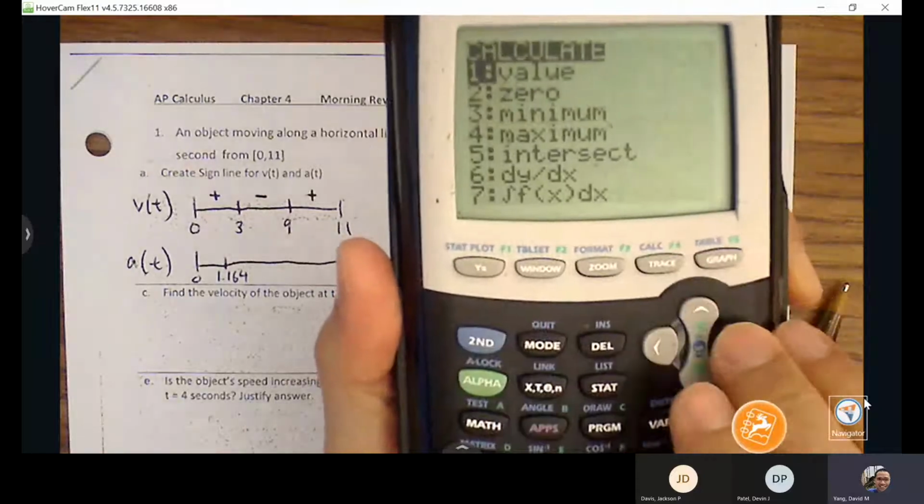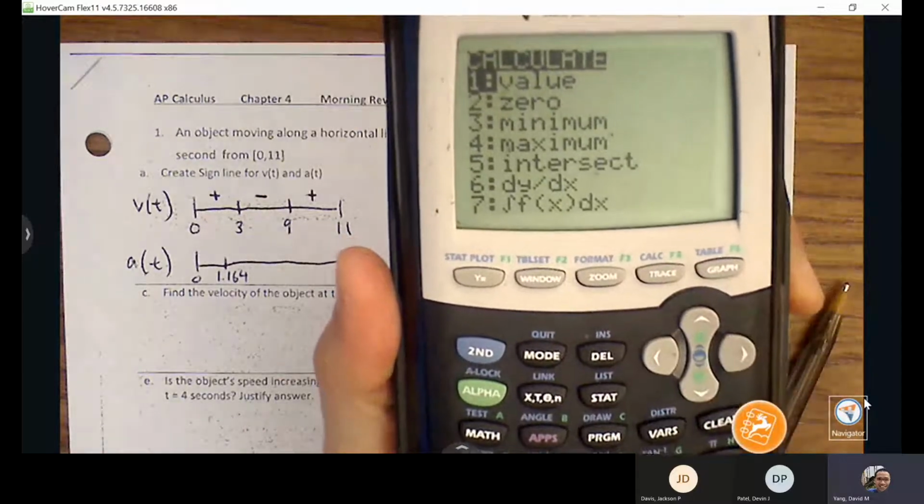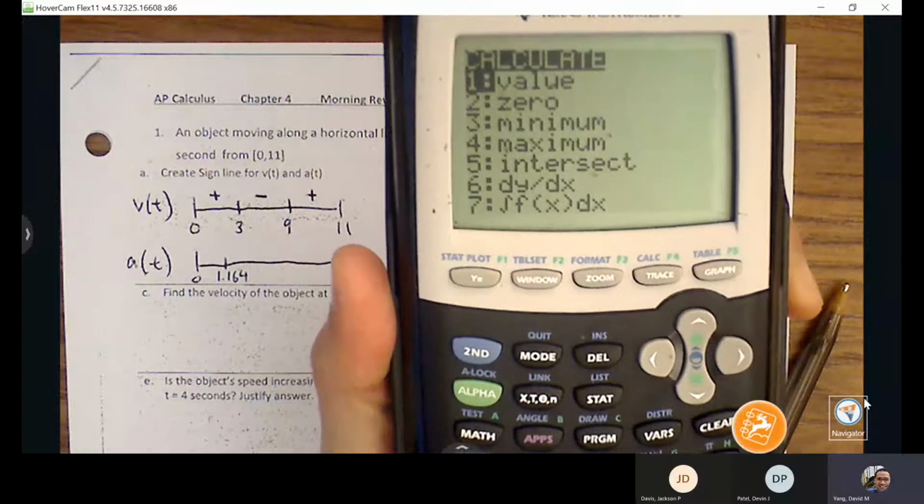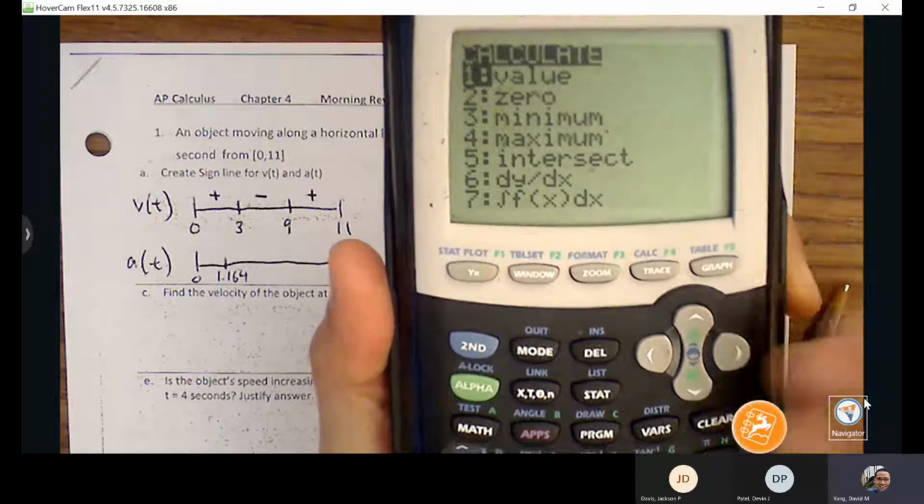Okay, second trace. You guys have it. It's in your packet. Yeah, you guys have it. It's in the back of your packet.